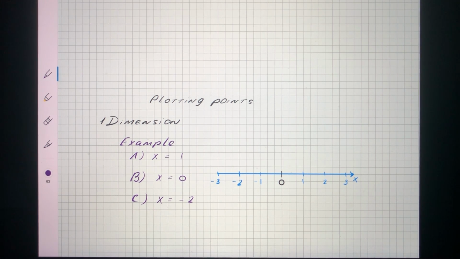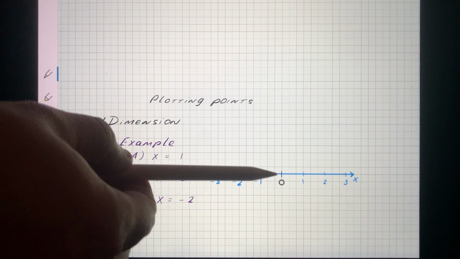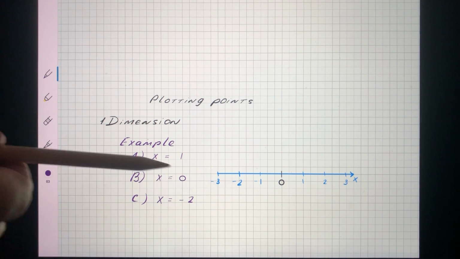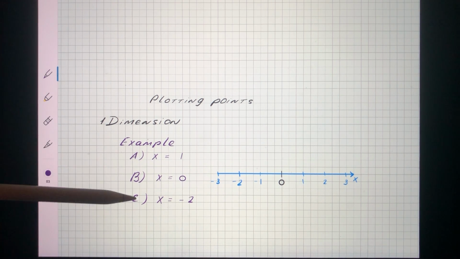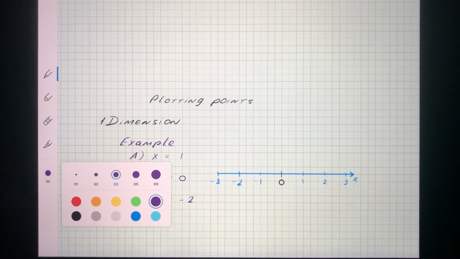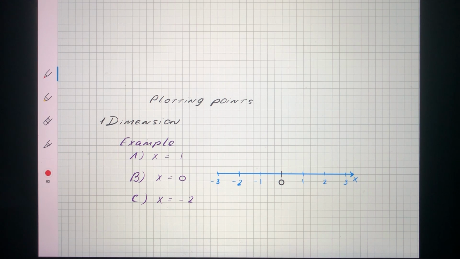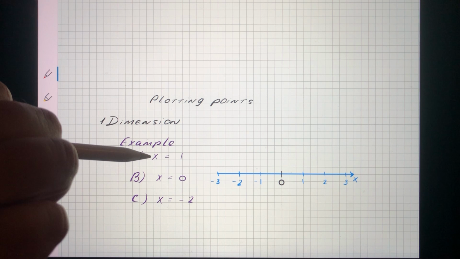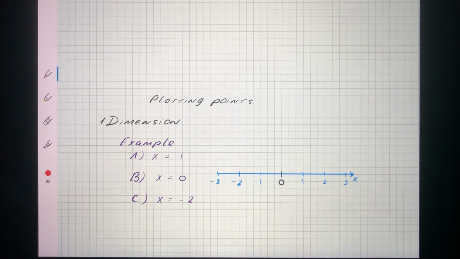Now, in one dimension, all we get is one axis. In the middle is the zero, to the right are the positive numbers, to the left are the negative numbers. So here are three examples, and let's plot each one of these points. The first one, x is 1. The x is 1 means we start at the center and then we go 1 unit to the right, which lands us here. So this is our point A.